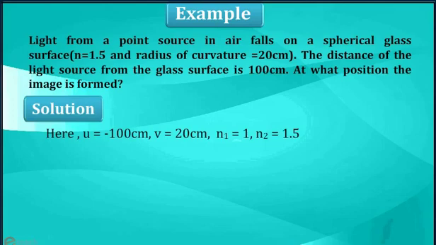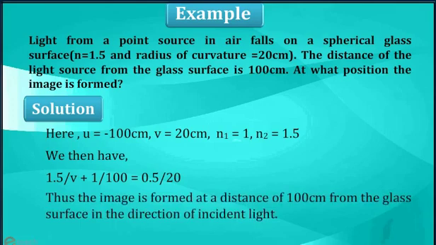We have u is equal to minus 100 centimeters and r is equal to 20 centimeters. We have n1 is equal to 1 and n2 is equal to 1.5. We know that n2 by v plus n1 by u equals n2 minus n1 by r. Therefore, 1.5 by v plus 1 by 100 equals 0.5 divided by 20. Thus, the image formed at a distance of 100 centimeter from the glass surface in the direction of incident light, or v is equal to 100 centimeters.